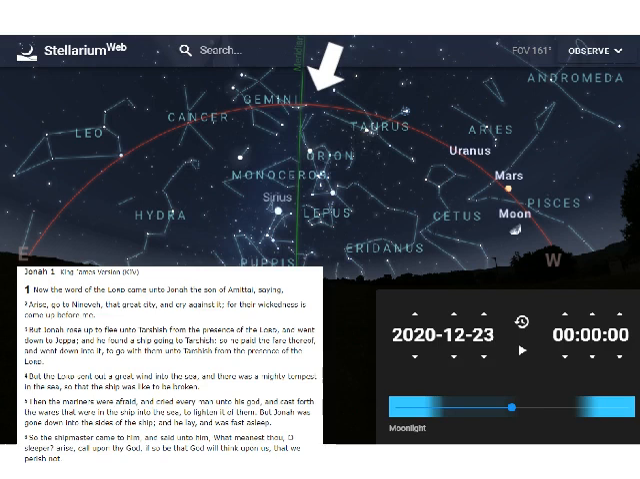But Jonah rose up to flee into Tarshish from the presence of the Lord, and went down to Joppa, and he found a ship going to Tarshish. So he paid the fare thereof, and went down into it, to go with them unto Tarshish from the presence of the Lord. But the Lord sent out a great wind into the sea, and there was a mighty tempest in the sea, so that the ship was like to be broken.